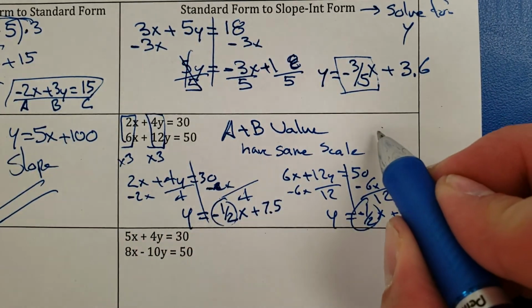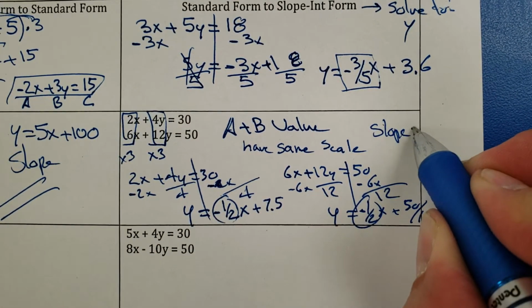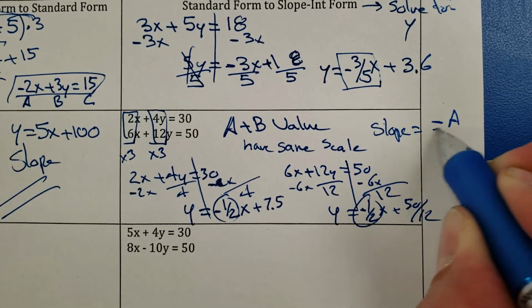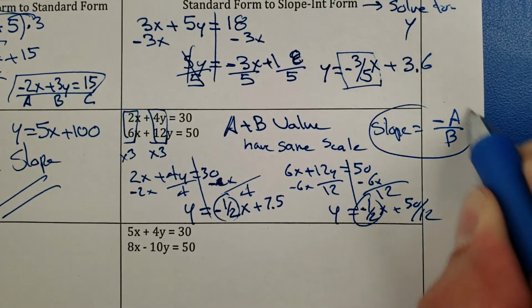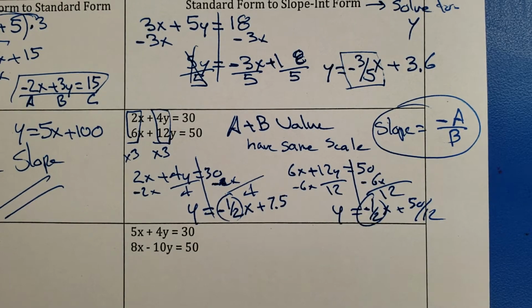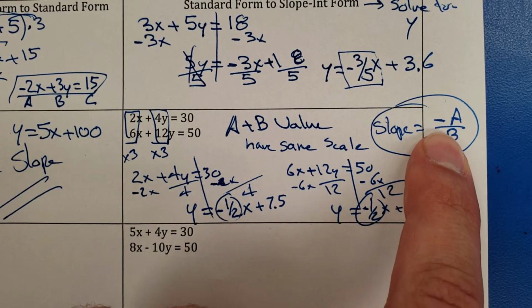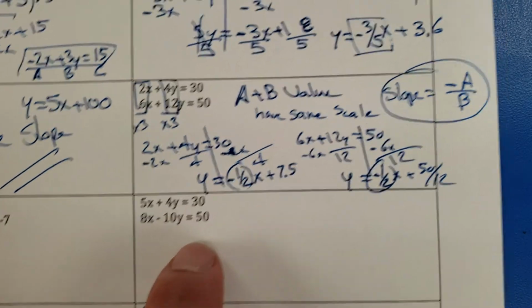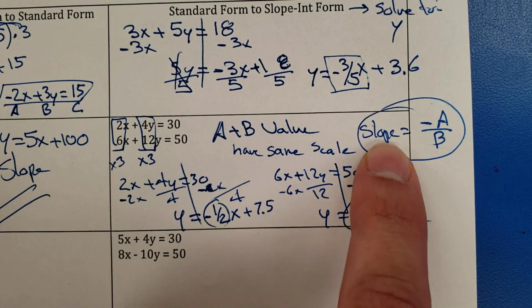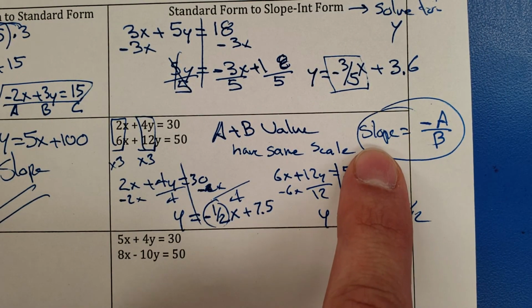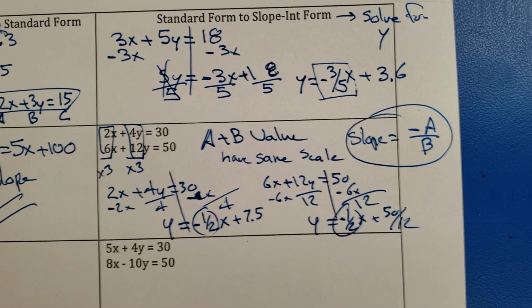When you have standard form, the slope is always going to be the negative a over b, always. So you might want to highlight that. You can find slope very, very quickly if you do negative a over b. In fact, I'm probably going to use that on this next problem down here. So shortcut right there, friends. Slope is always going to be negative a over b, okay?